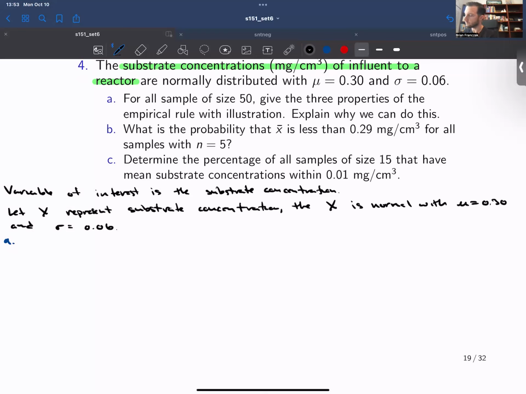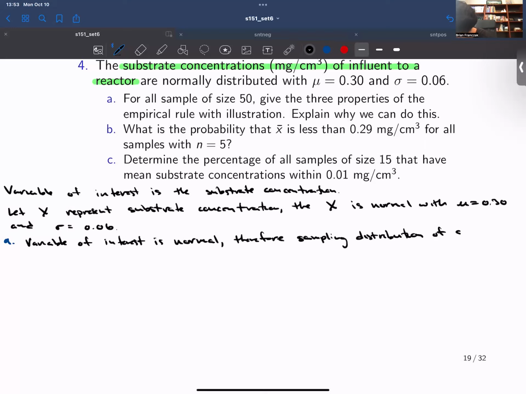Okay. So the variable of interest is normal. Therefore, the sampling distribution of the sample mean is also normal. All right.